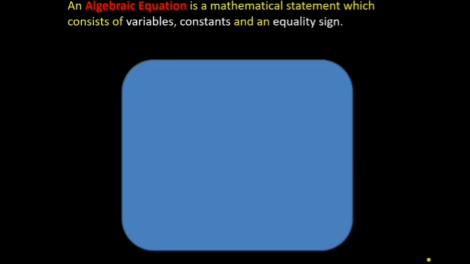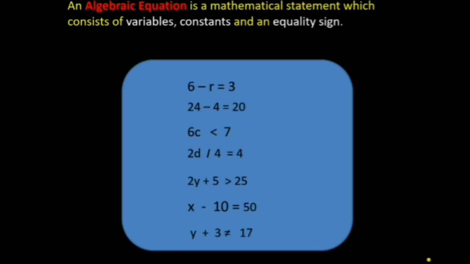Let us check, are these algebraic equations or not? 6 minus r equal to 3. Yes, it is an algebraic equation as it contains a variable, a constant and an equality sign. Right? 24 minus 4 equal to 20. No, it is not an algebraic equation. There is no variable in this equation. 6c less than 7. No, because there is no equality sign. 2d by 4 equal to 4. Yes, it is an equation.